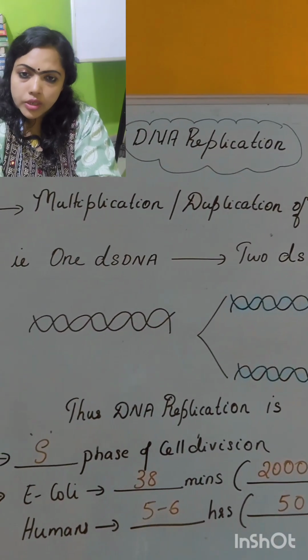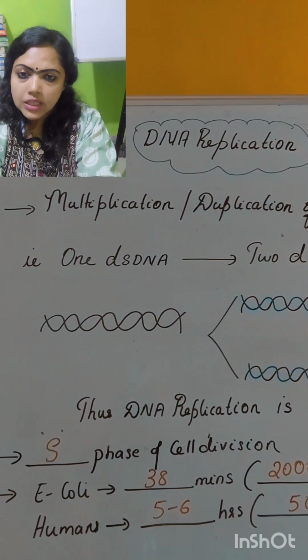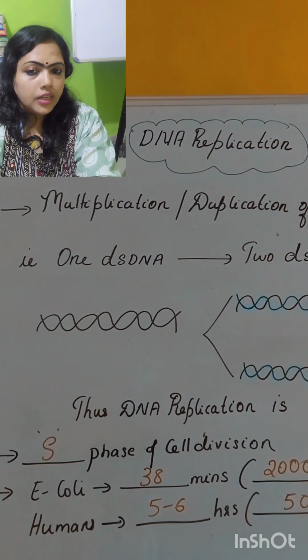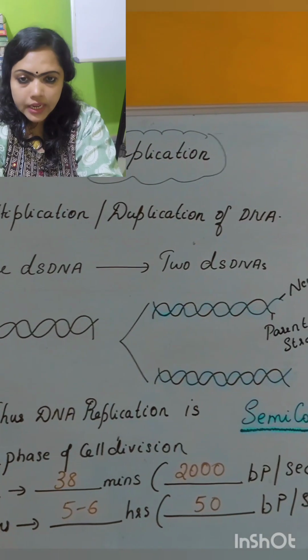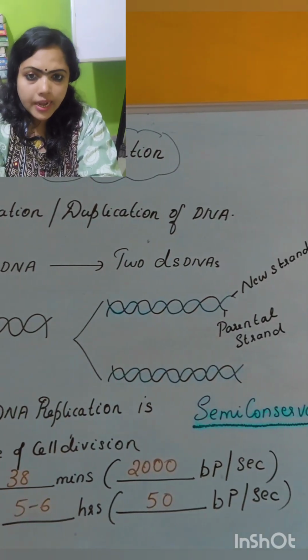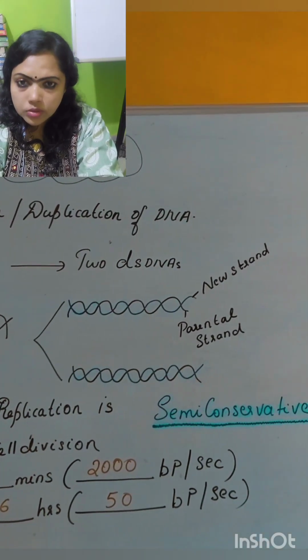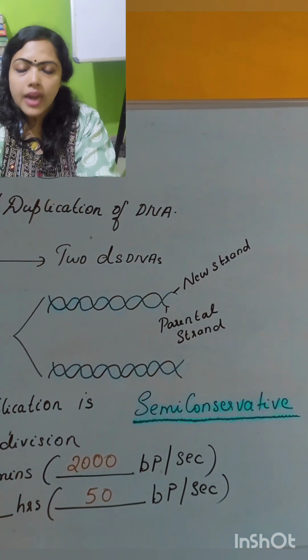And then this occurs during S phase, that is the synthetic phase of cell division. And then its duration, in E. coli, it is about 38 minutes. That is, 2000 base pairs are added per second. While in humans, it is about 5 to 6 hours. That is, 50 base pairs are added per second.